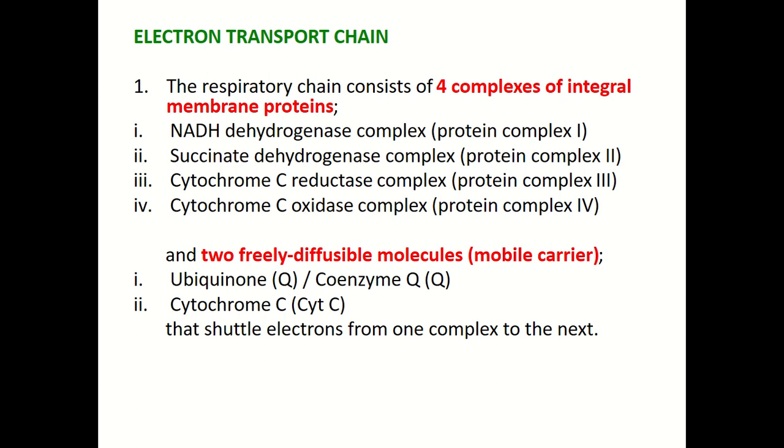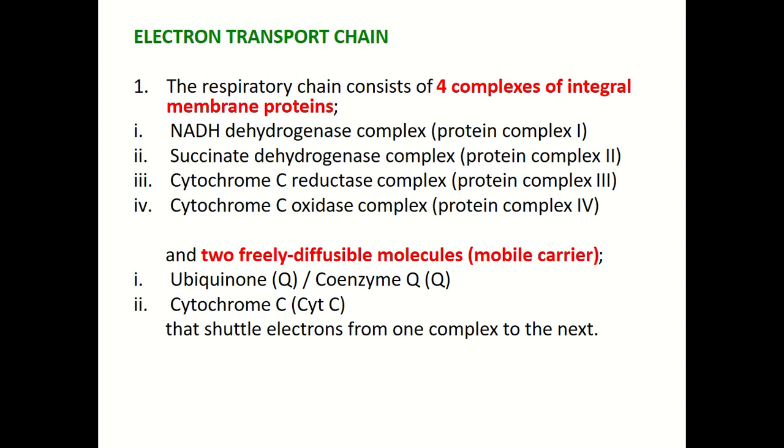In the electron transport chain, it consists of four complexes of integral membrane proteins, also known as protein complex 1, 2, 3, and 4. The name of protein complex 1 is NADH dehydrogenase complex. Protein complex 2, succinate dehydrogenase complex, protein complex 3, cytochrome C reductase complex, and the last, protein complex number 4, which is cytochrome C oxidase.